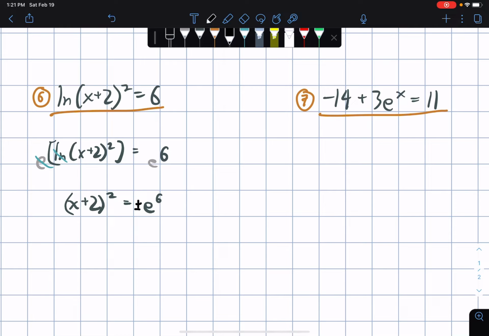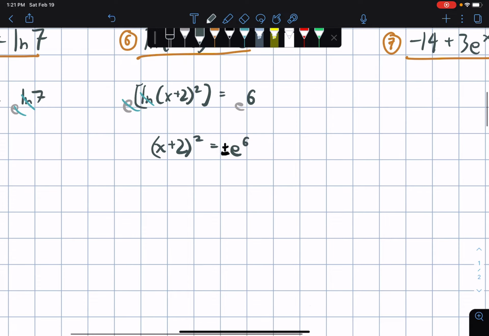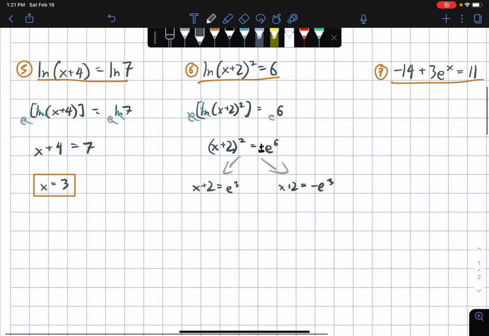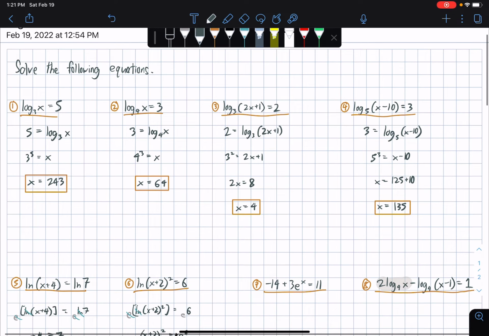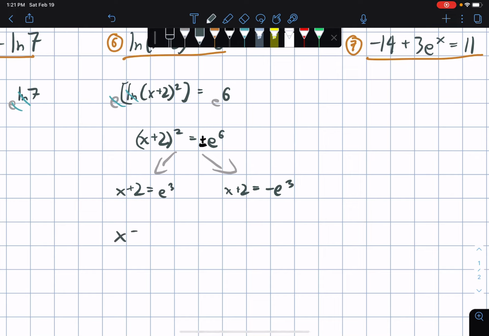Now we place a plus minus sign. What we're having right now is a quadratic equation involving Euler's number. So we place both sides, one with the positive and one with the negative. So x plus 2 is equivalent to e raised to 3, and x plus 2 is equivalent to negative e raised to 3. Now, don't forget the objective. Upon simplifying or solving the following equations, what we have to do is to solve for x. So x is equivalent to e raised to 3 minus 2.